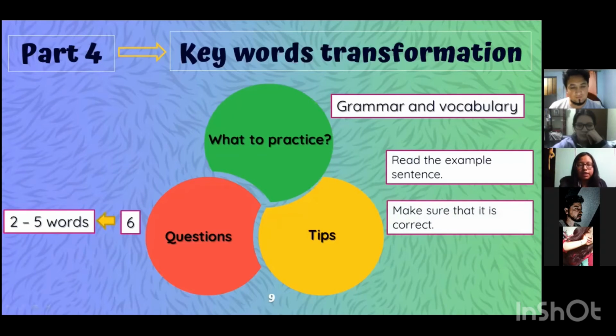Some tips for this part are: read the sample sentence. The second is, if you know the missing word, make sure that it is the correct answer. And if you don't know the possible answer, think about a question using the option given and its answer. And the most important is to study hard.